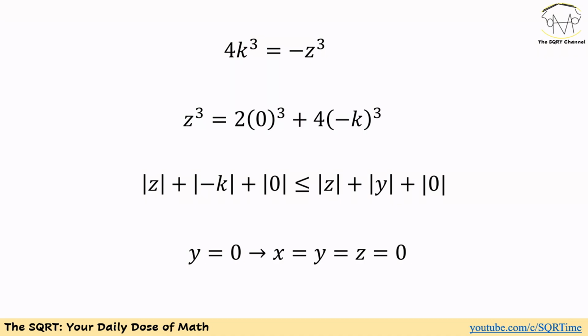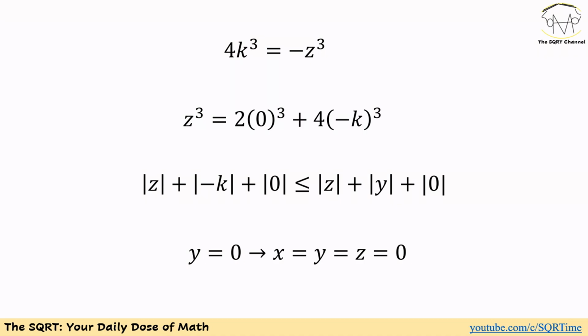We can write it as z to the power of 3 is equal to 2 times 0 to the power of 3 plus 4 times negative k to the power of 3. Remember, this is in the original form of the problem. We are going to use the same trick here.